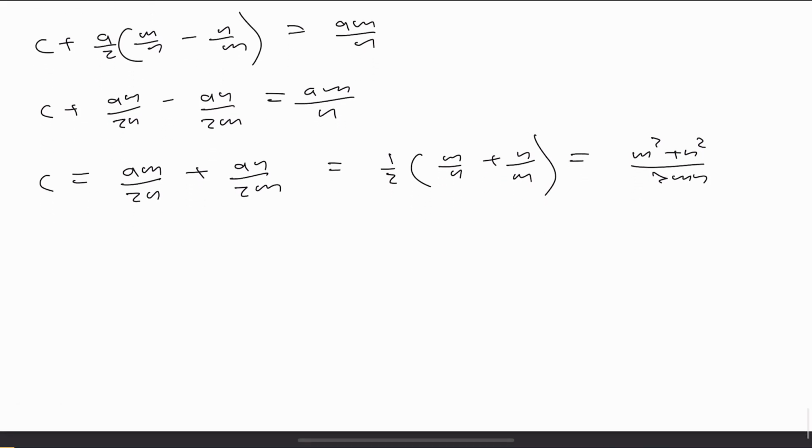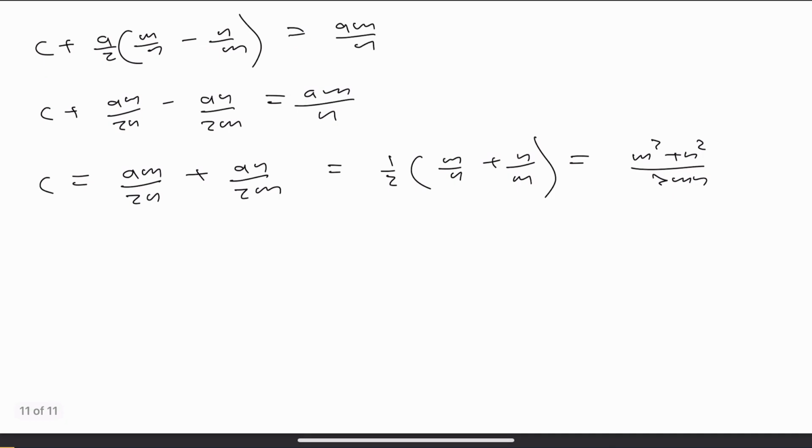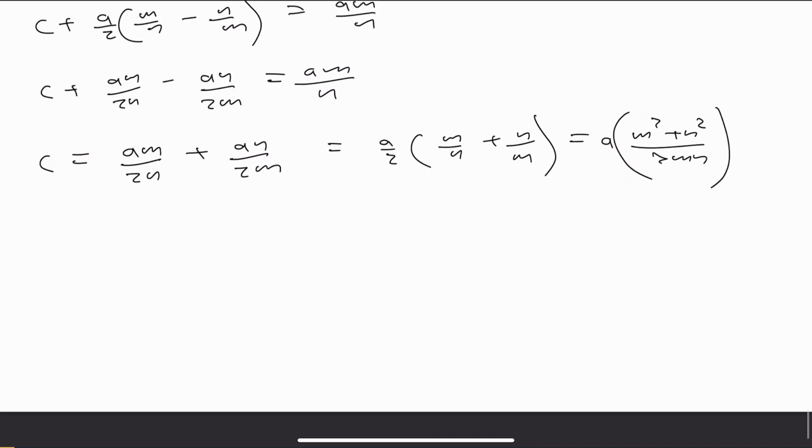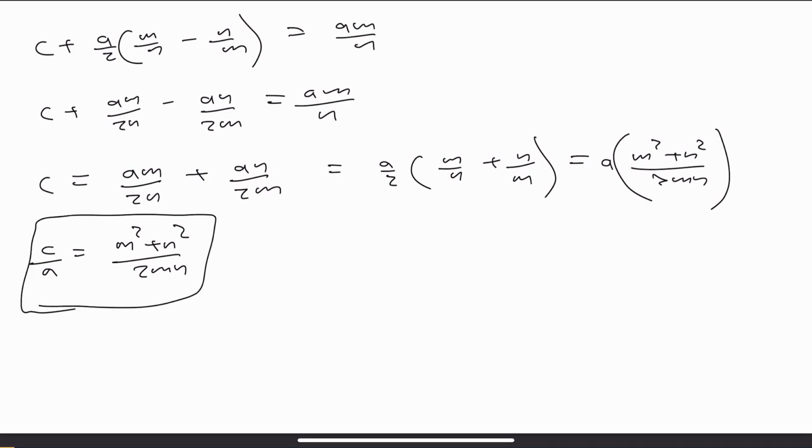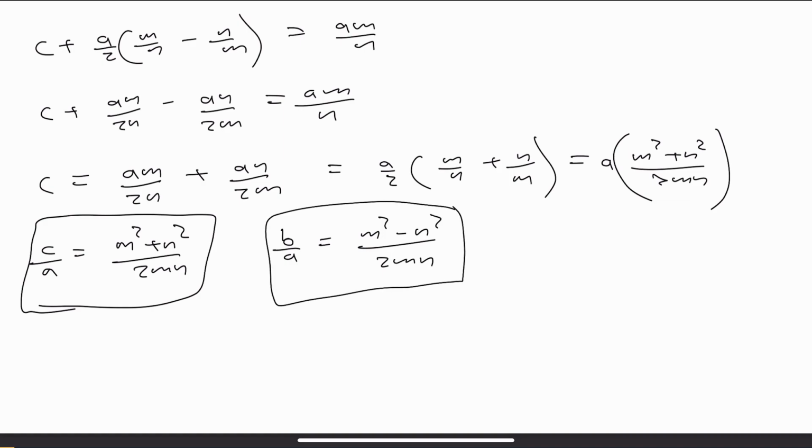Okay, so that's equal to, oh yeah, there's actually an a here. Remember, we have to take out a all over 2. And then this is equal to a times that. And now c all over a is simply just m squared plus n squared all over 2mn. Now at this point, we know that c all over a is equal to this. And we also know that b all over a is equal to m squared minus n squared all over 2mn.